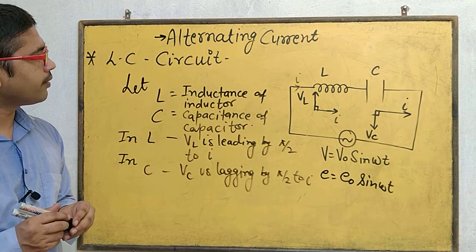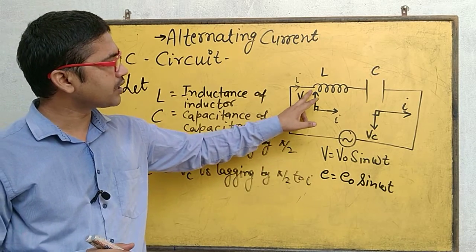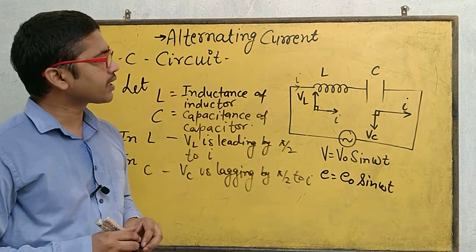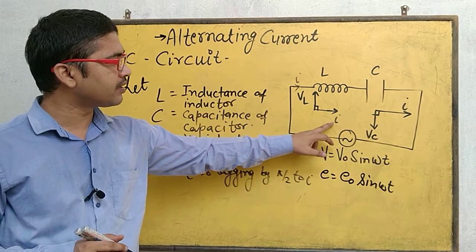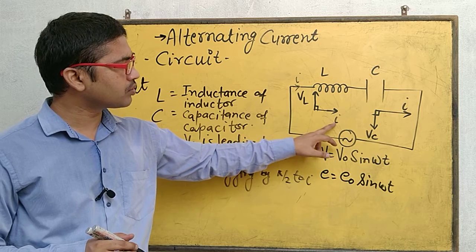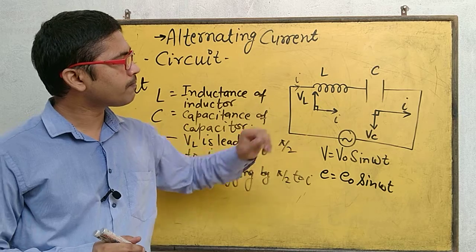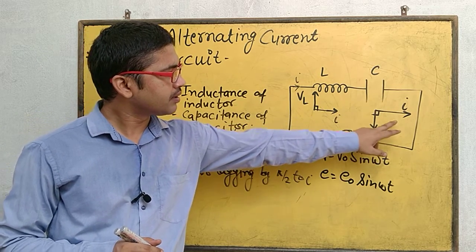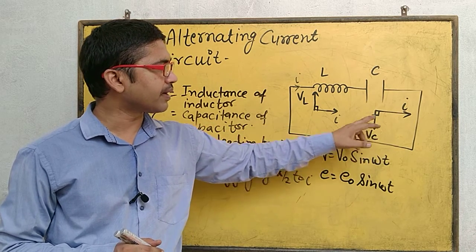Now we are ready to find out the phase difference between the voltage and current. In a pure inductive circuit we know that the voltage VL is leading the current I by phase pi by 2, and in a pure capacitive circuit the current I is leading the voltage VC by phase pi by 2.